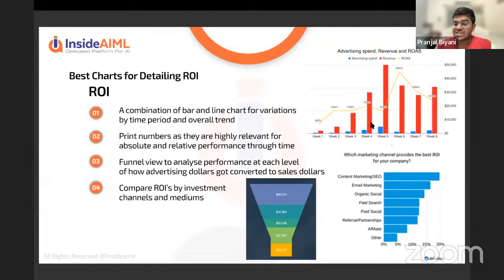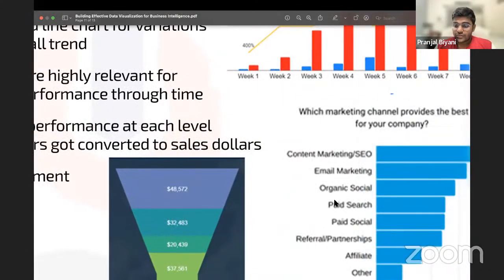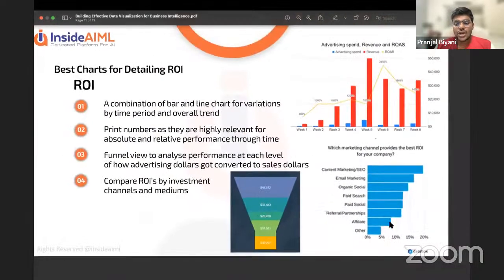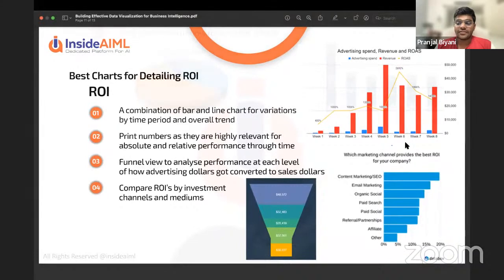Number representation with stacked and line chart, that's also a great one. The composition and percentage coming from each of the individual marketing channels, that also helps you compare your ROI. For example, in this case, you can see that email marketing is giving me less ROI than content marketing. Paid search is giving me more ROI than affiliate, right? So I will know which ones are performing well and where should I add more money, or where should I remove money from.